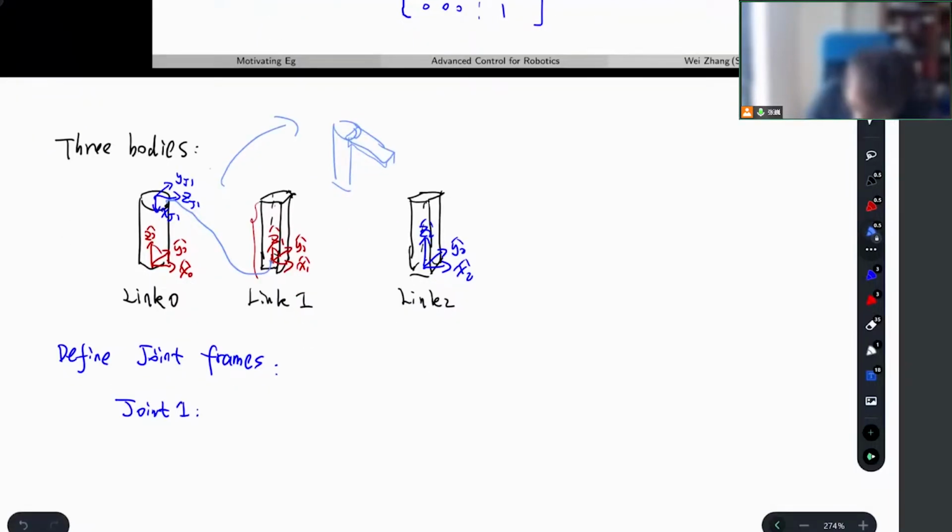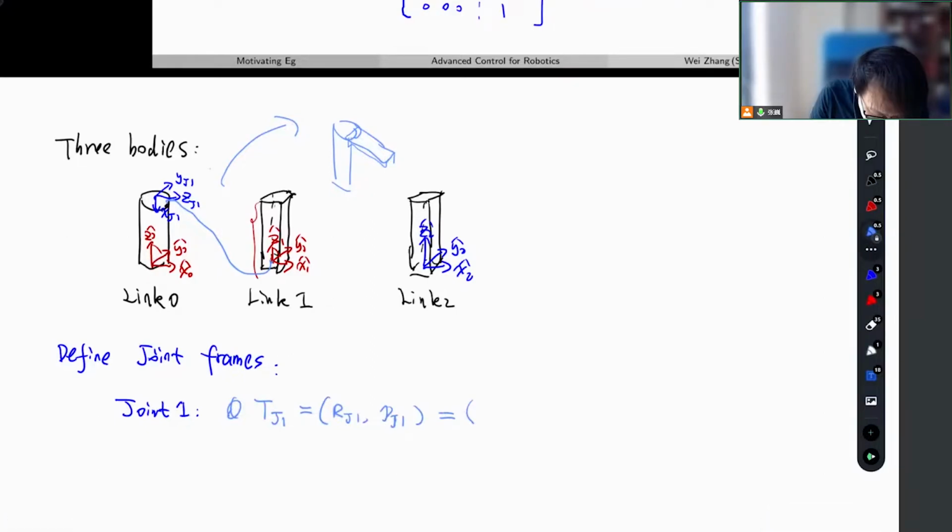Then I need to define joint 2. This is joint 1. Let's say T of joint 1 frame, this is R of joint 1 and P of joint 1. Okay, can you tell me what R and P are with respect to the body frame of 0?